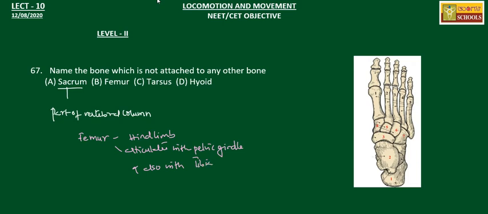tibia and fibula. Now coming to the tarsus, we call them ankle bones, and these ankle bones are seven in number. You can see in this picture: this is 1, this is 2, 3, 4, 5, then 6, and this is 7. So you have a total of 7 ankle bones.